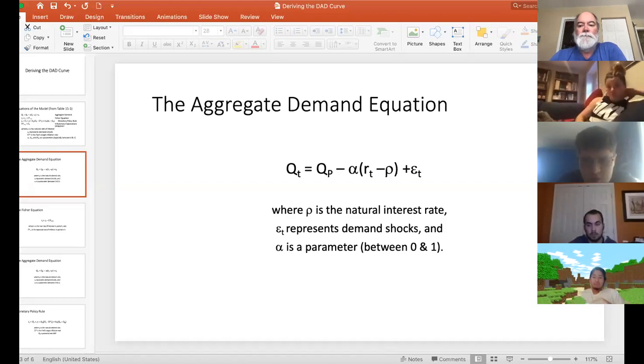In the equation? No, I mean in general. Oh. The rate, the interest rate that it should be at? Sort of, okay.